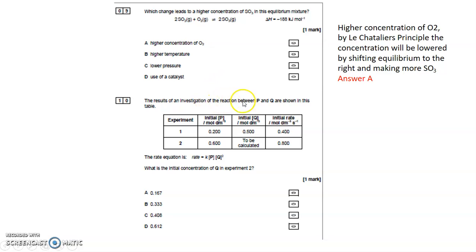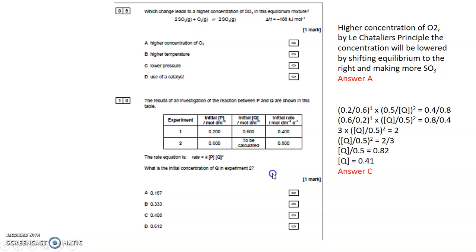The results of an investigation of reaction between P and Q are shown, and I've got a rate equation. So what I do is I take 0.2 and I divide it by 0.6 and I raise it to the power that P is with respect to, which is a 1. And then I multiply that by 0.5 divided by this value here that I don't know. I'll call that concentration Q, and I raise it to the power that Q is with respect to, a 2, and then I divide 0.4 by 0.8.